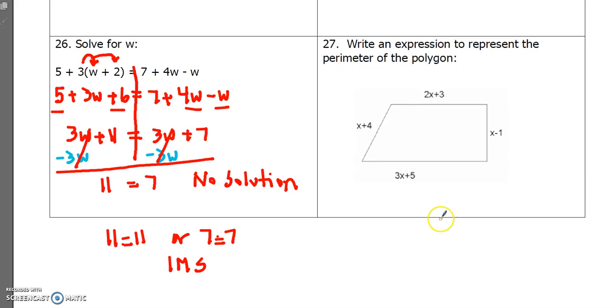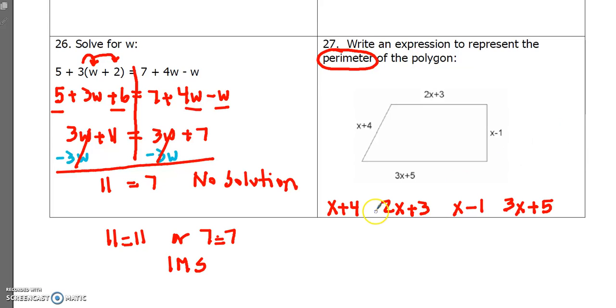All right, let's look at number 27. It says, write an expression to represent the perimeter of the polygon. Remember to find the perimeter of any figure we're adding all the sides. So on this polygon, we have 1, 2, 3, 4 sides. So if I add, I'm going to have x plus 4. There's one side. I'll have 2x plus 3. There's another side. I have x minus 1 is another side. And my last side I have is 3x plus 5. So there are my 4 sides.